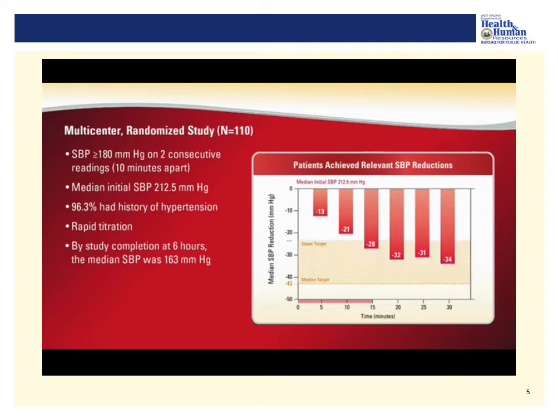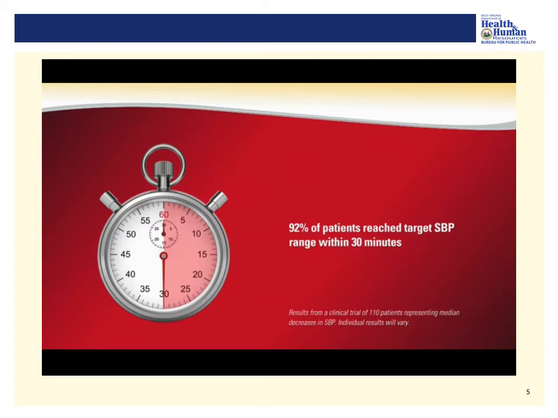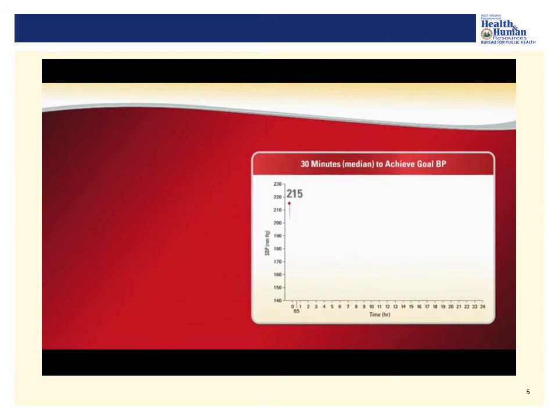By 15 minutes, the mean percent change in systolic blood pressure from baseline was within target range. 92% of patients reached their target systolic blood pressure range within 30 minutes using the rapid titration schedule. In addition to a rapid onset of effect, Cardine IV also demonstrated smooth, predictable blood pressure control over 24 hours.